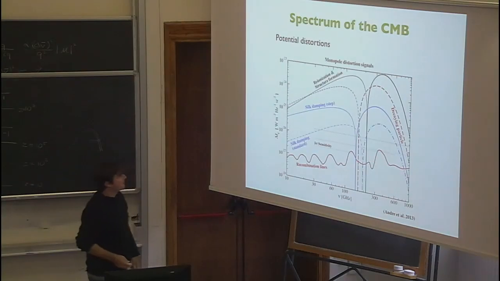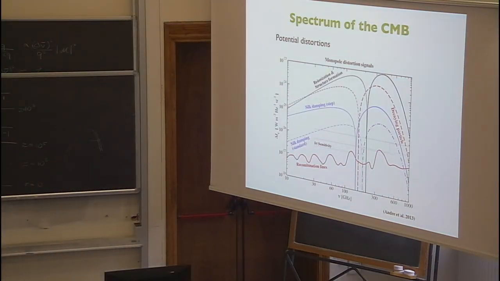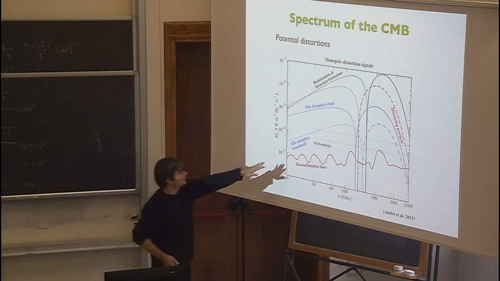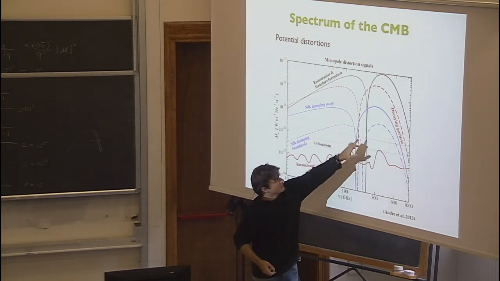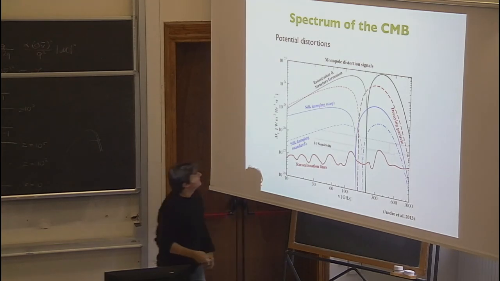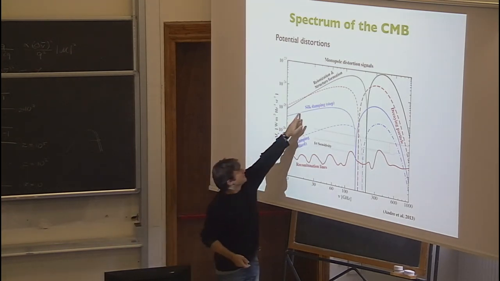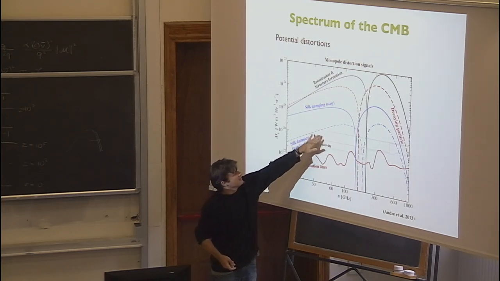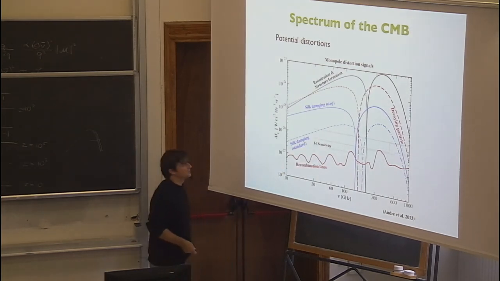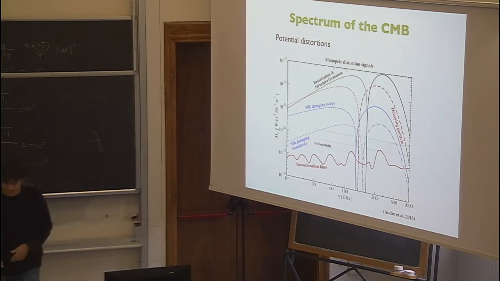And then the other effect that I haven't yet mentioned: in the early universe, when we look at the perturbations in the plasma on small scales, there's diffusion, and that injects energy into the medium, and that shows up here. This is what's referred to as Silk damping, and this is another distortion to the CMB spectrum. This is a somewhat extreme model. This is what it would look like in the standard model. Here are some sensitivities for proposed experiments. So in principle, you can measure some of these things.